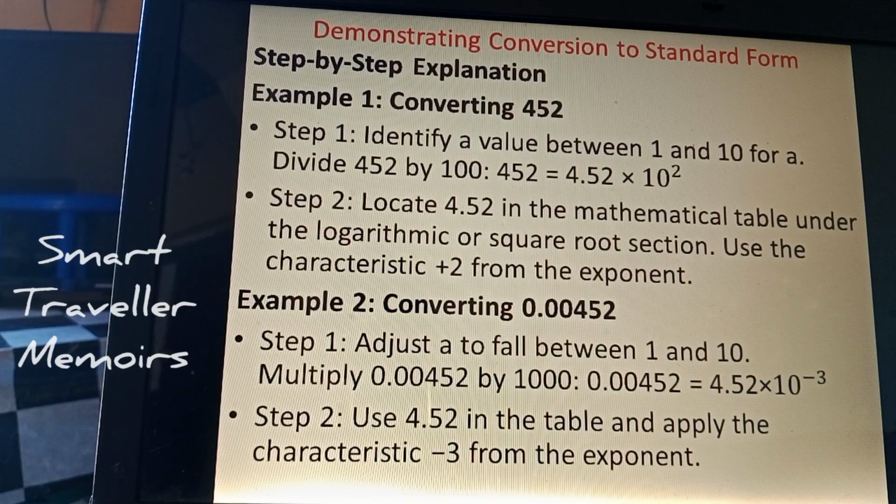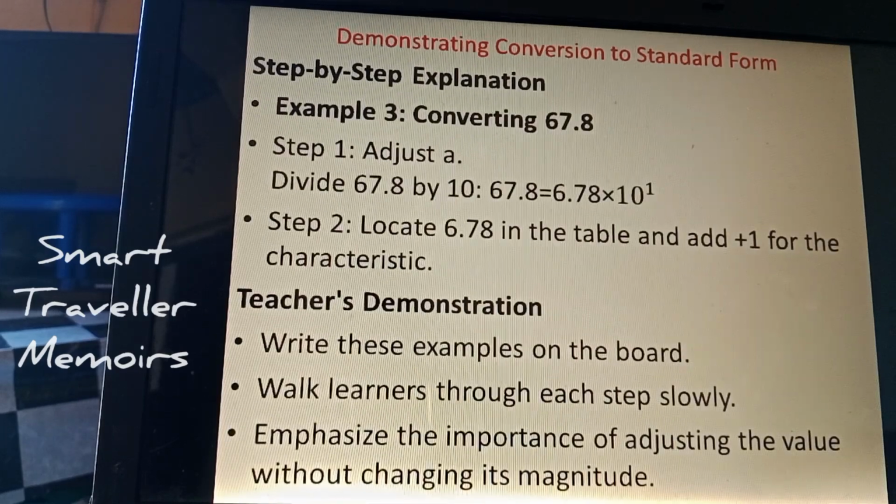So always adjust the number to lie between 1 and 10. And that is what we did to 452. We moved the decimal from the end of 452 by 2 steps, and we got 4.52.